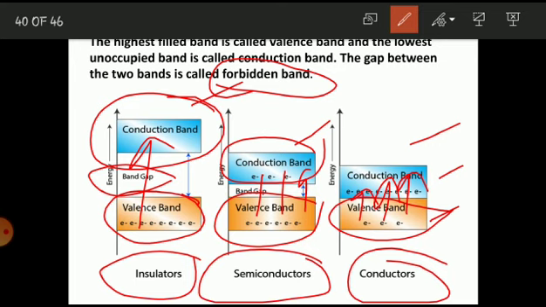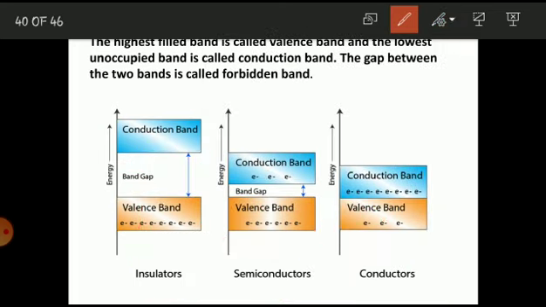So we cannot shift the electron from the valence band to the conduction band, and therefore such type is called an insulator. So let me revise this once again. In case of conductor, the valence band and the conduction band overlap with each other, and therefore we can shift the electrons from the valence band to the conduction band easily. Therefore its electrical conductivity is very high.